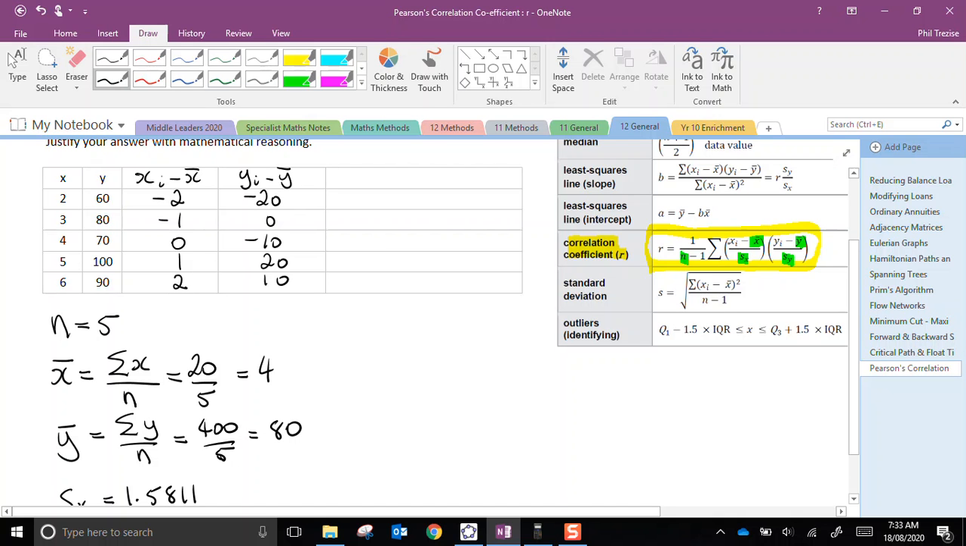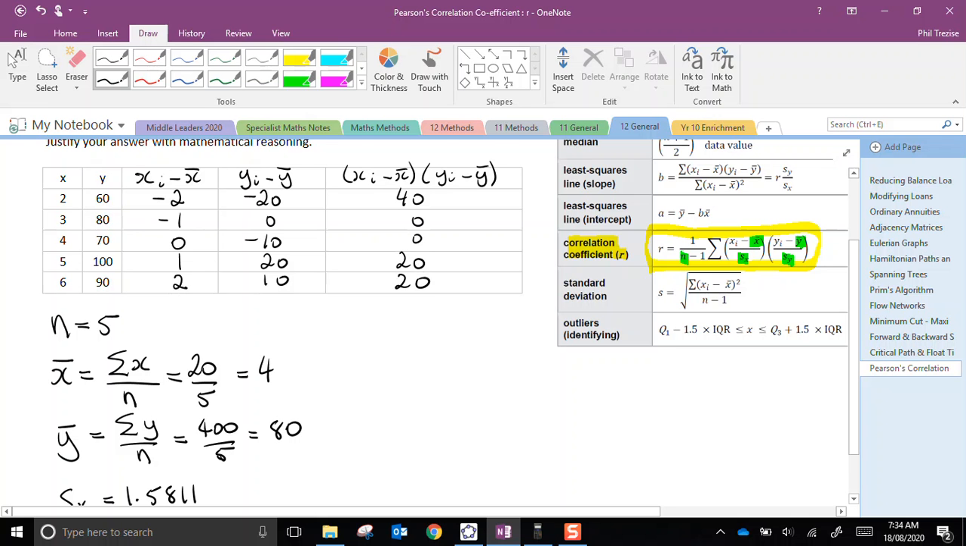Now this formula requires that we multiply, we call these the deviations. So the x deviations multiplied by the y deviations. So that's why I've got this column here. xi take the mean multiplied by yi take the mean of the y's. Negative 2 by negative 20 is positive 40. Minus 1 by 0 is 0. 0 by negative 10 is 0. 1 times 20 is 20. And 2 times 10 is 20.